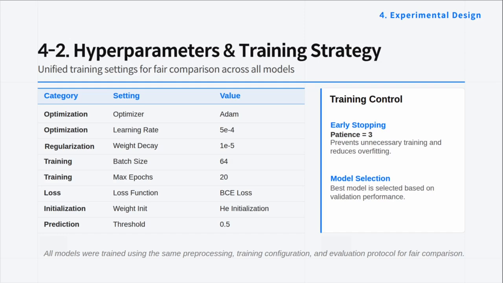Next is the training setup. We use the Adam optimizer with a learning rate of 0.0005. Binary cross entropy was used as the loss function. We also applied early stopping to stabilize training.